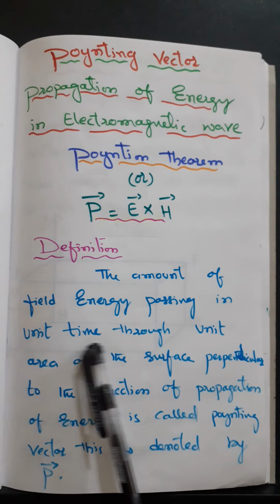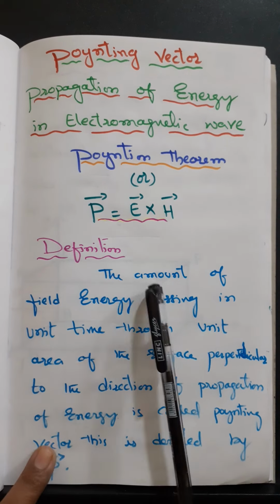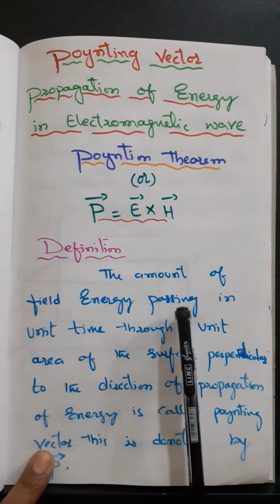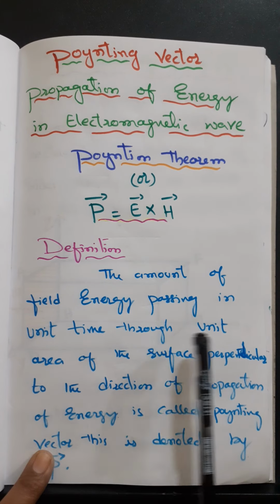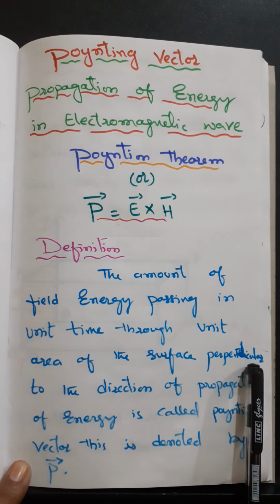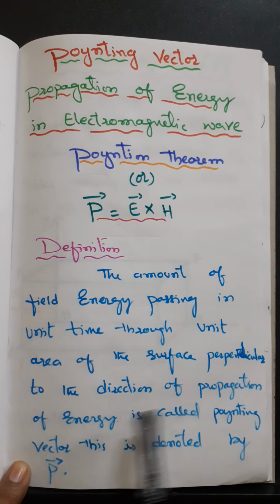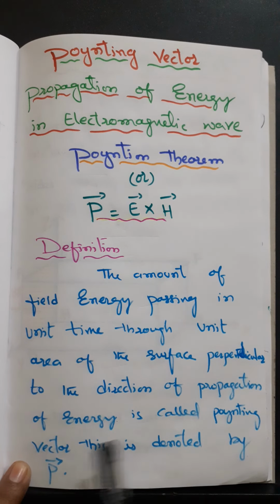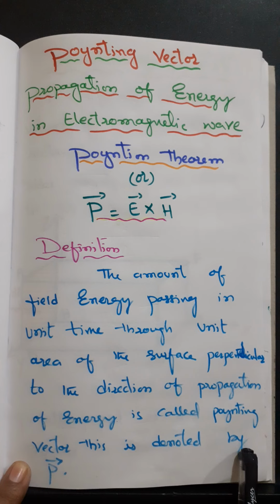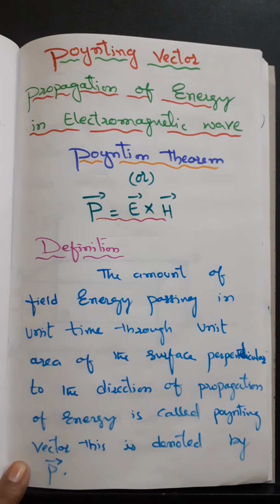The amount of field energy passing in unit time through unit area of the surface perpendicular to the direction of propagation of energy is called the Poynting vector, and this is represented or denoted by the letter P.